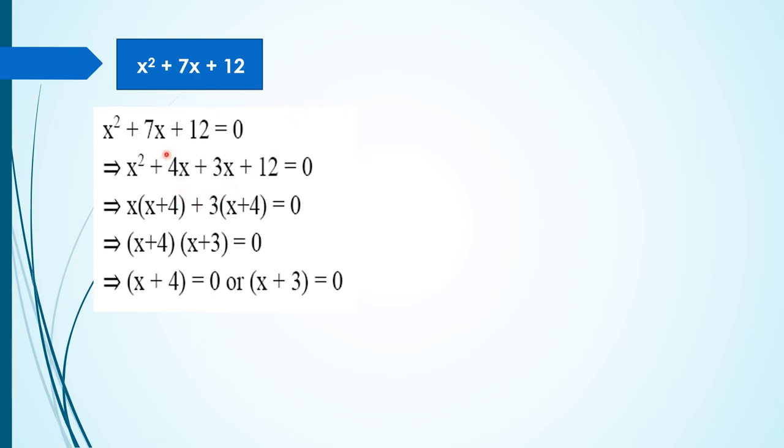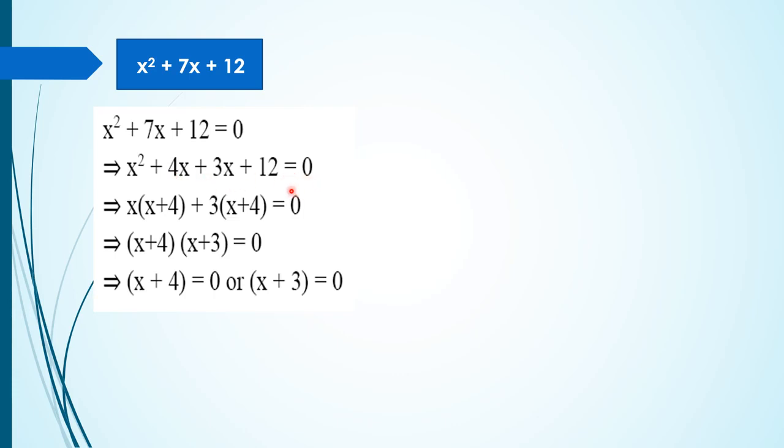And no doubt the suitable pair here is 4 and 3, whose product 4 into 3 is 12 and sum 4 plus 3 is 7. So in place of 7x I can write 4x plus 3x. Therefore we are splitting the middle term 7x in this way, that is 4x plus 3x. Therefore this equation becomes x square plus 4x plus 3x plus 12 is equal to 0.